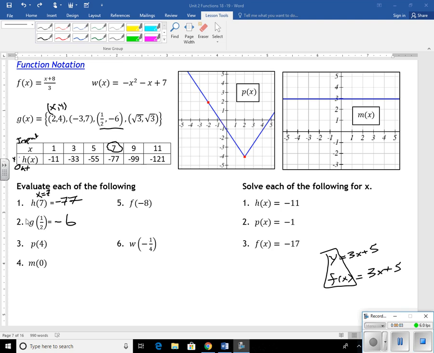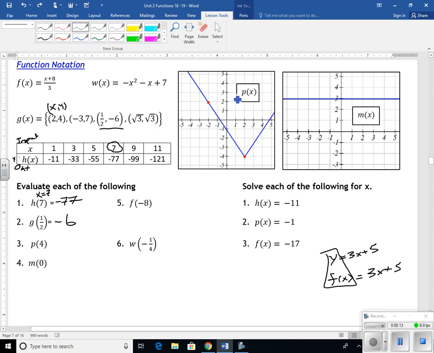Okay, let's continue to look at evaluating functions with this function notation. We got two more here in this video. Number 3, it says P of 4, okay, is the next one we're going to look at. So P of 4, we'll find the P function. It's up here in the graph, and the graphs are nice to work with. They do give you a lot of information about the equation and what's going on with it.